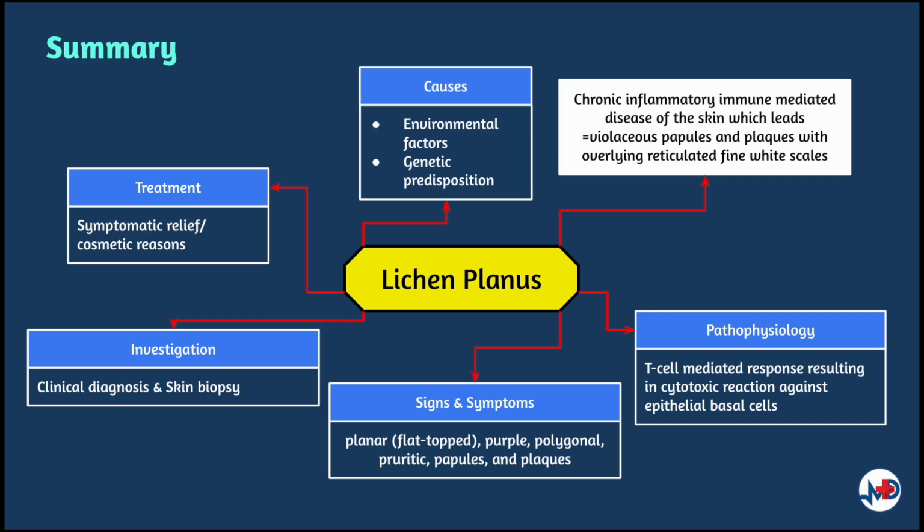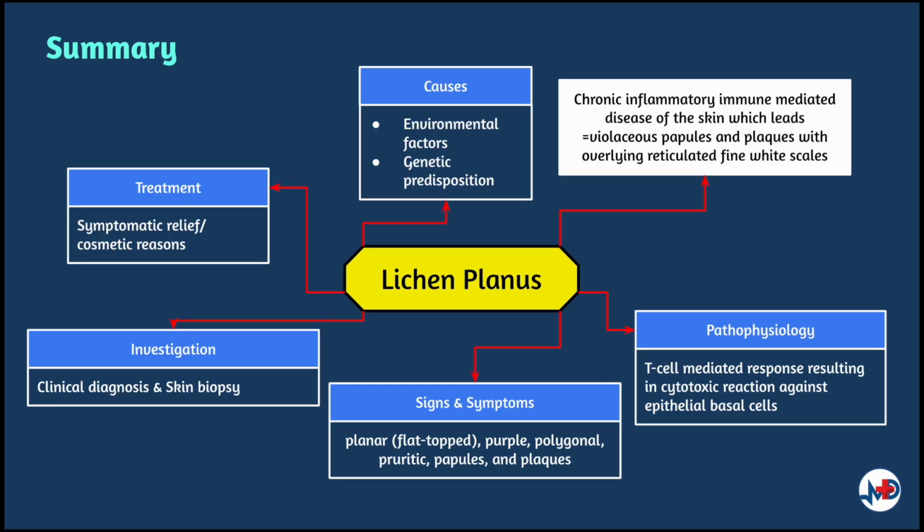Lichen planus is a chronic inflammatory immune-mediated disease of the skin which leads to formation of violaceous papules and plaques with overlying reticulated fine white scales. The lesion is due to a T-cell mediated response which results in a cytotoxic reaction against epithelial basal cells. Lichen planus is caused by environmental exposure to drugs, injury, toxins, and infections in genetically predisposed individuals.